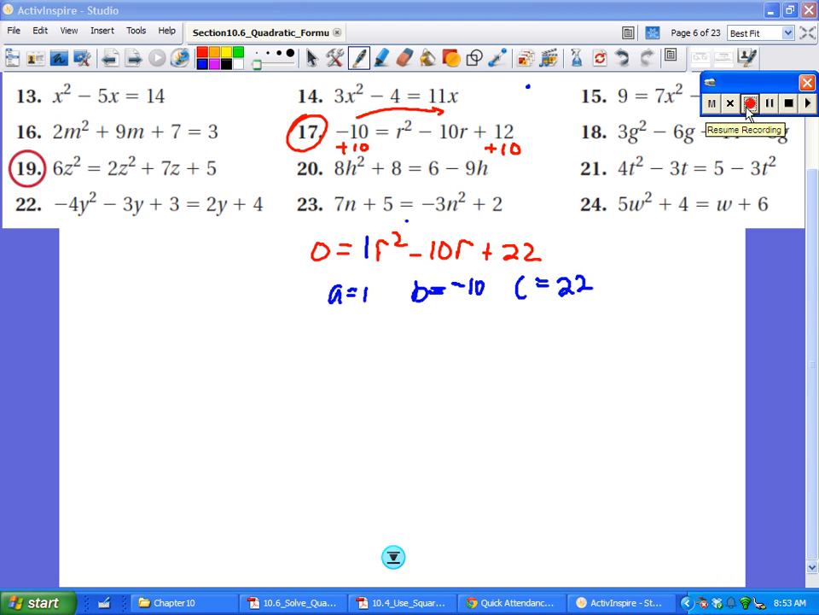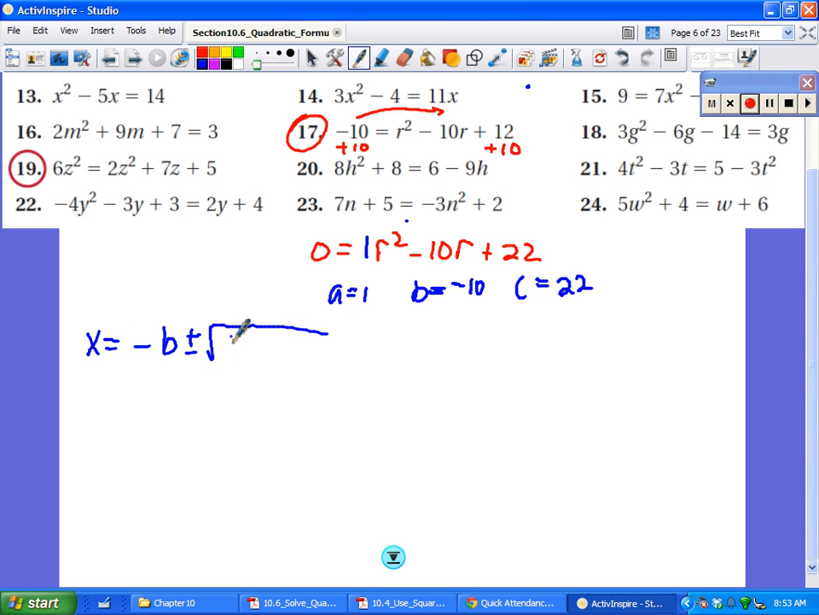Okay, then you use the formula, which you don't have to memorize. So we have negative b plus or minus the square root of b squared minus 4ac, over 2a. And all you're doing is plugging in these three numbers into this formula. Okay?